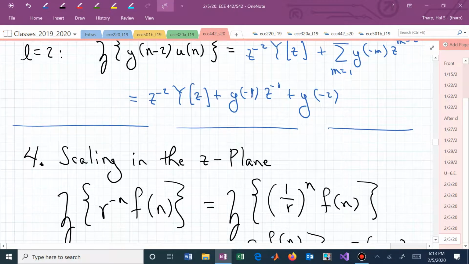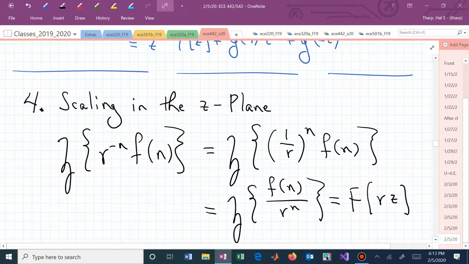Property 4, scaling in the z-plane. This is similar to how you might scale a waveform with an exponential. Like if you had f of t was a cosine, and then you said, oh, I want to scale that with an e to the minus 2t, you had a Laplace transform property that would allow you to change your transform for little f of t into something that allowed you to obtain the Laplace transform of e to the minus 2t f of t. This r to the minus n is like an exponential scaling.